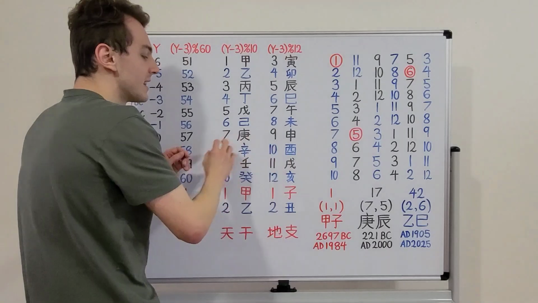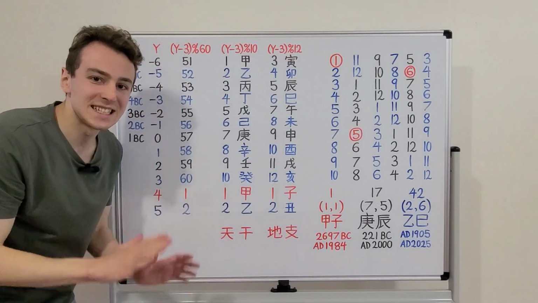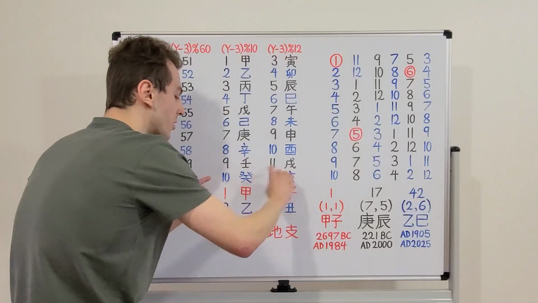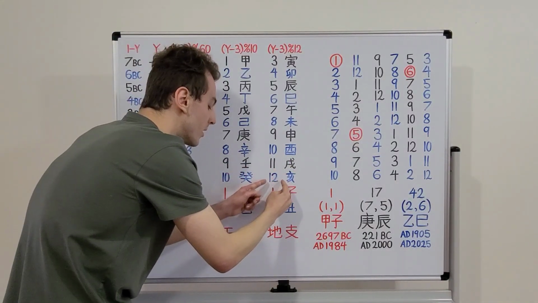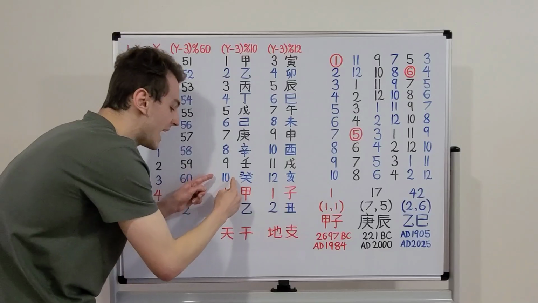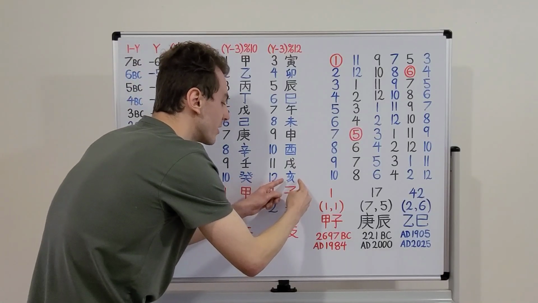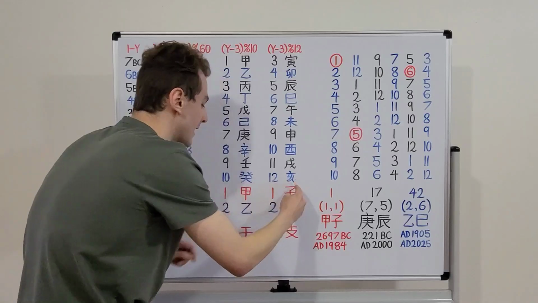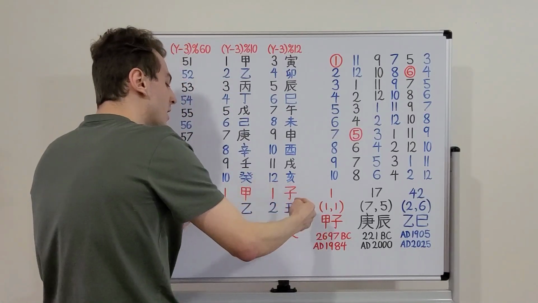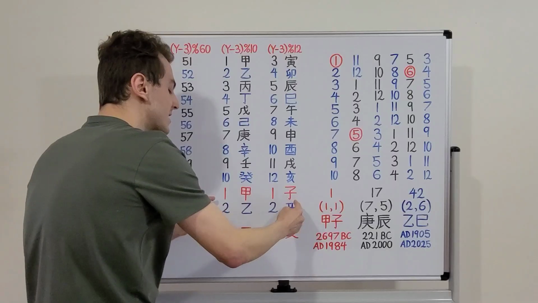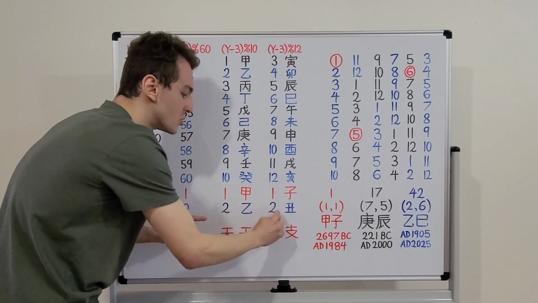So observe that these heavenly stems and earthly branches are not always synchronized. You can see this final year, the year 60, is represented as 10, 12, where we can say that this is the 10th heavenly stem and the 12th earthly branch. So these are not the same value. But then when we go to the first decade of the sexagenary cycle, we're back to being synchronized. So we have 1, 1, 2, 2.